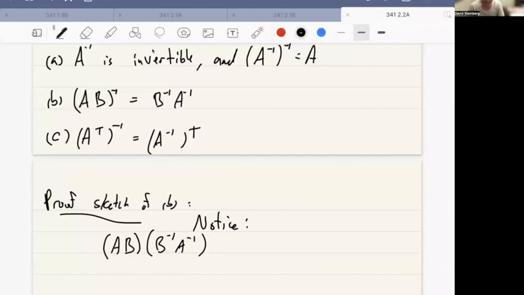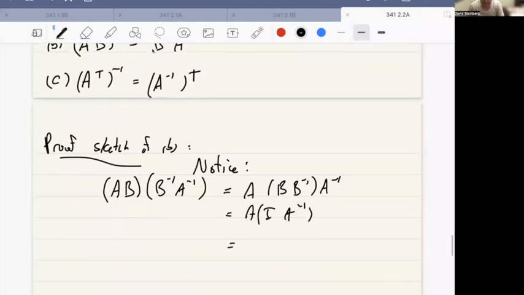And it does, right? We can re-parenthesize this, so it's A, B, B inverse, A inverse. And now this is A times I, A inverse. And now I times any matrix is itself again, so it's A inverse. So that checks out.